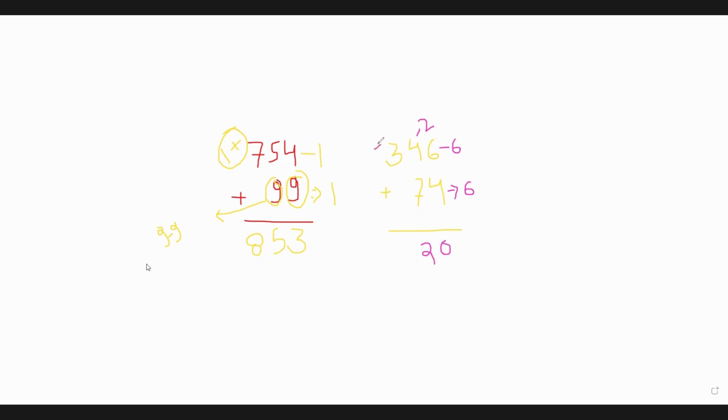And then plus 1. So here we are not having any carry forwards right now. Okay. So that is done. So this way you can finish, no carry forward.